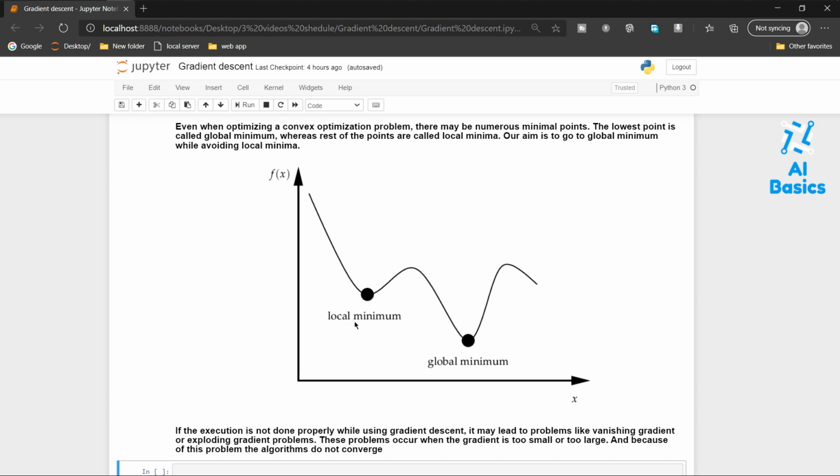The alternative to this model is stochastic gradient descent. I will explain it in the upcoming videos, after completing this method.